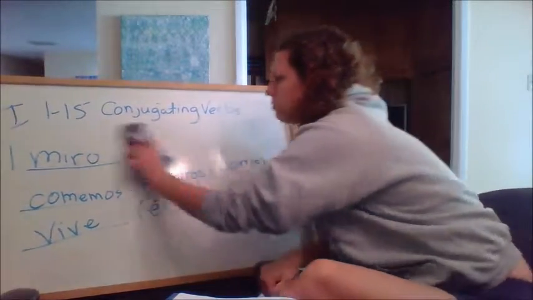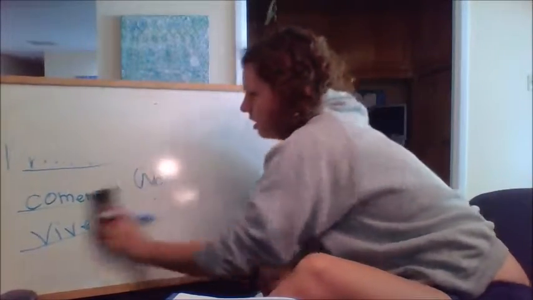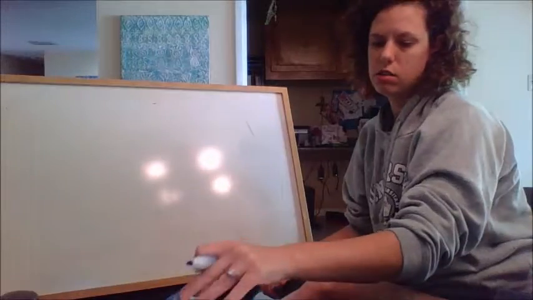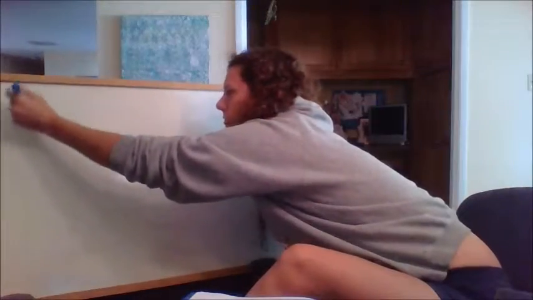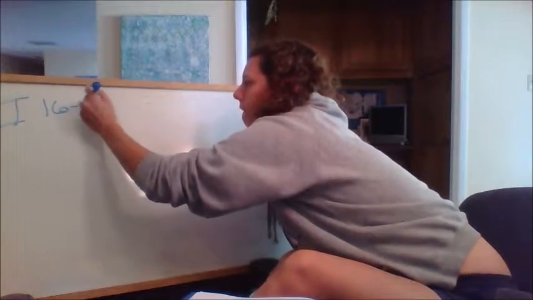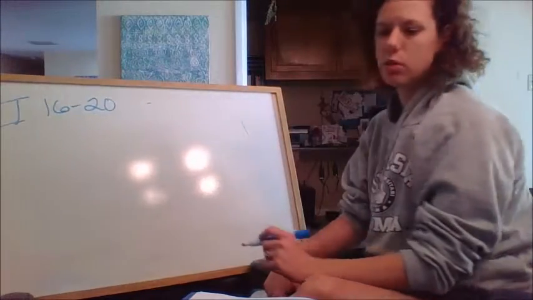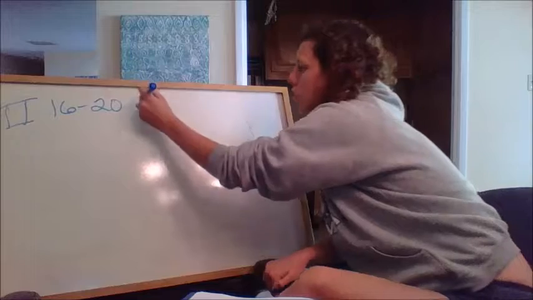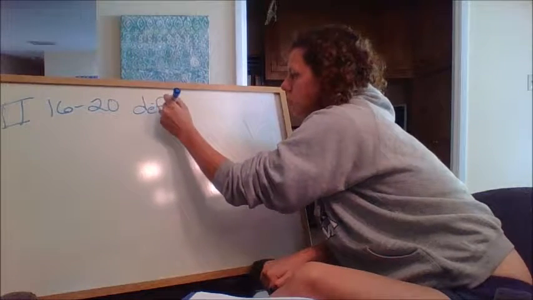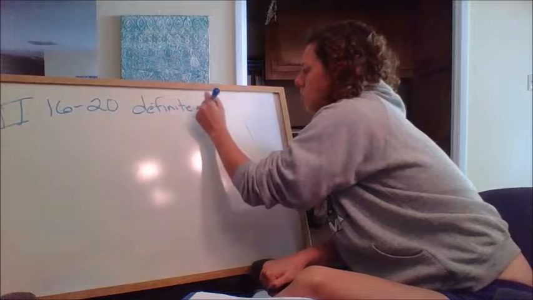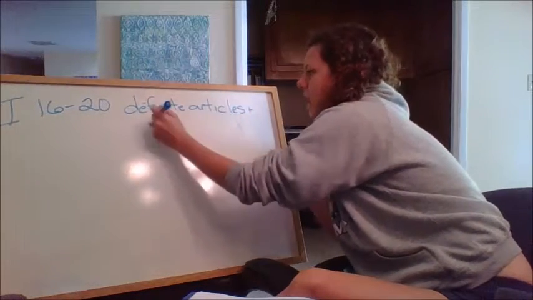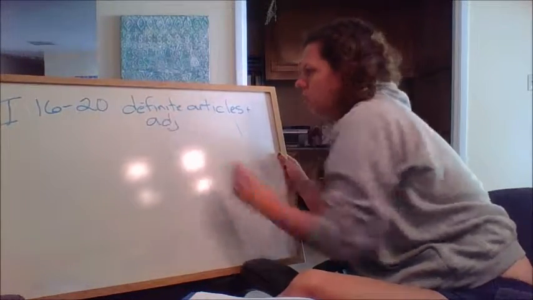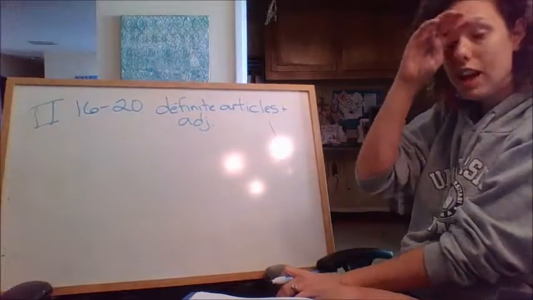Part 2 is 16 through 20. So there's 5 of those. This is definite articles and adjectives. Okay, definite articles and adjectives.